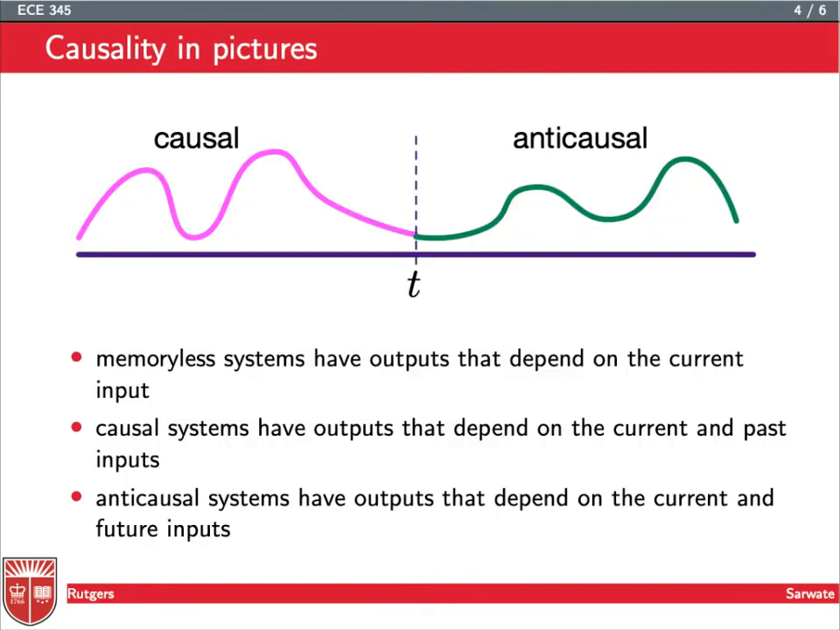So we can see this in pictures. Memoryless systems have outputs that depend on the current input. So this t only depends on this value right here of the signal. This is the signal x of t. A causal system only depends on the magenta curve, so this curve over here. So causal systems only depend on the current and past inputs, and the anti-causal systems depend on the current and future inputs, so all of this green curve here.